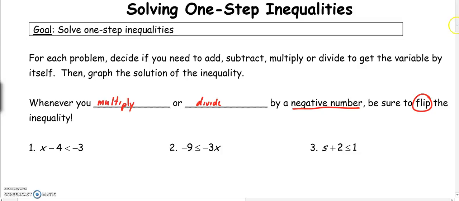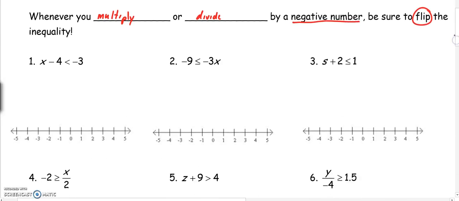So let's look at some examples. Number 1, x minus 4 is less than negative 3. To solve for x, the first thing we're going to do is add 4 to both sides, because that's the inverse of subtraction. We get x is less than 1. So on my number line, I'm going to find where 1 is. Because there's no bar, I'm going to put an open circle at 1. And then my arrow is pointing to the left, so I'm going to shade to the left.